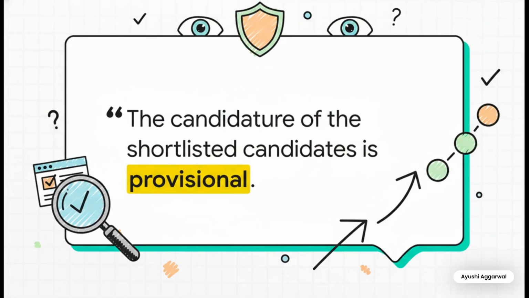There's a line in Para 16 of the notice that says, "The candidature of the shortlisted candidates is provisional." This simply means that the process isn't over. Your selection is not yet final, and it will only be confirmed after you clear all the upcoming stages. So please, stay vigilant and keep checking the SSC website regularly.